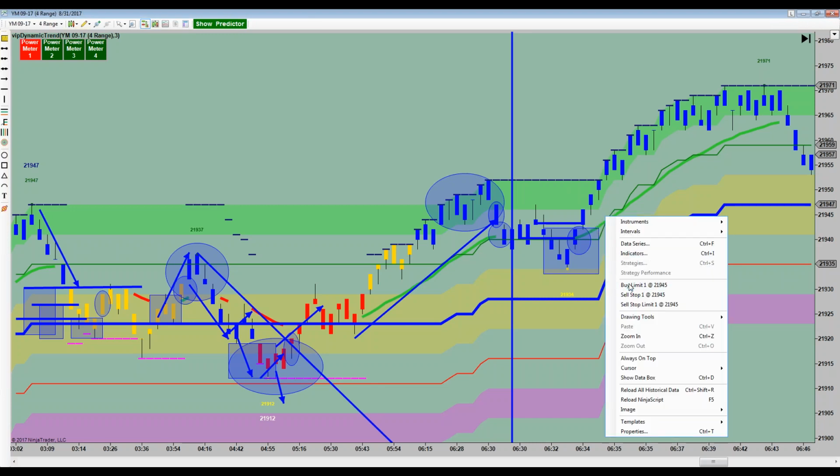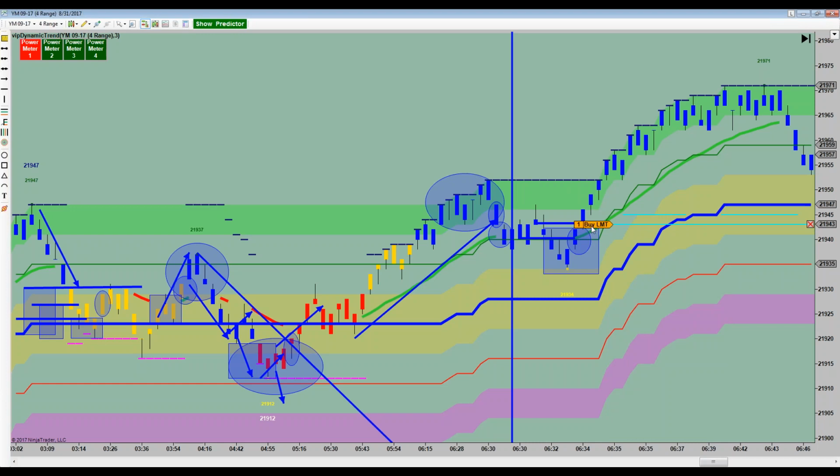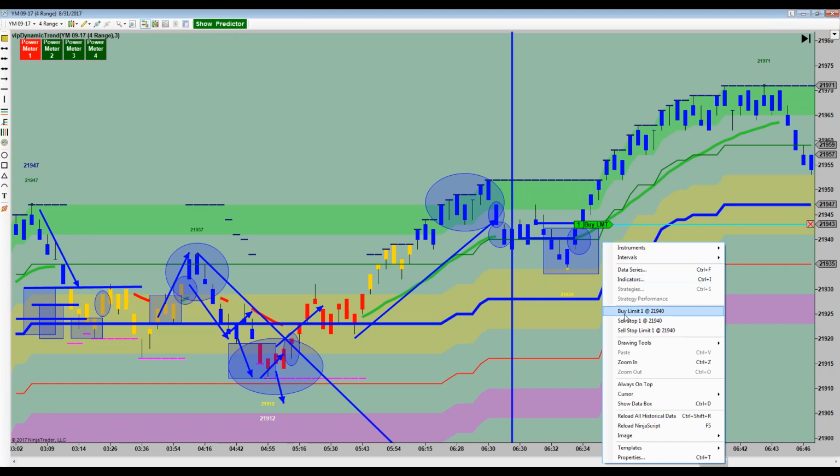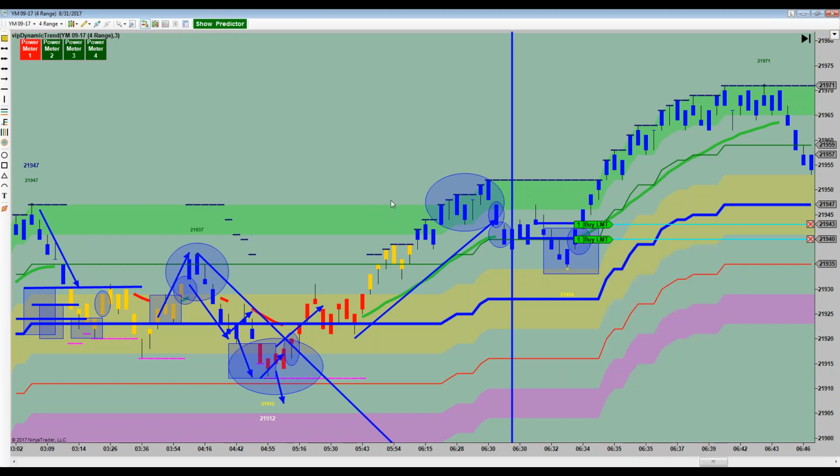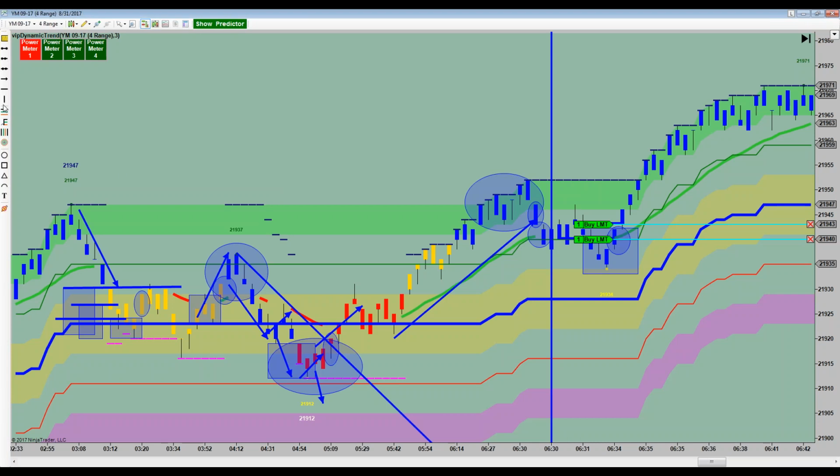So right click, buy limit, place it there. Top of region box would be here or here.